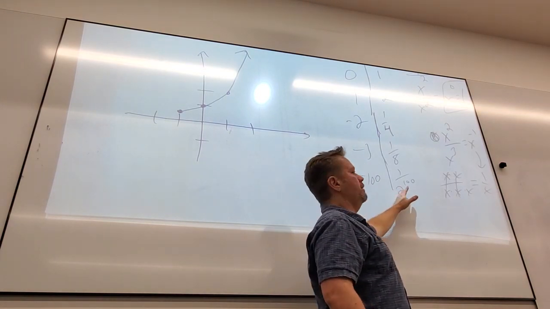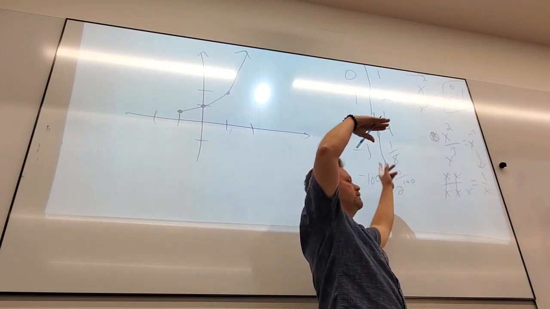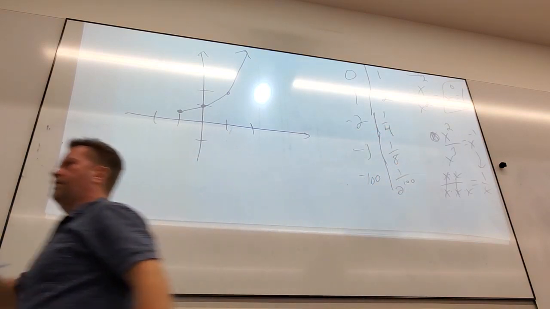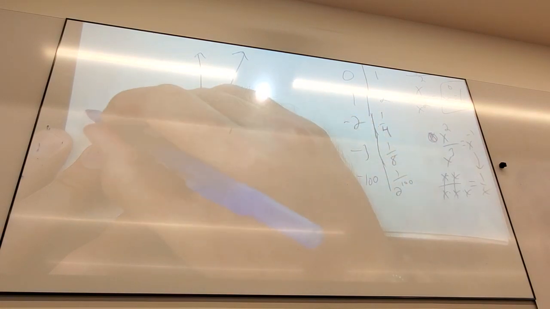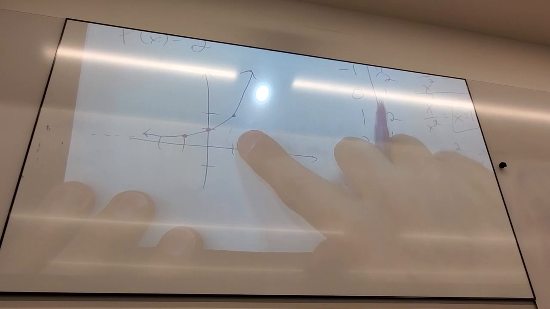So what's happening at the x-axis then? Could it ever cross the x-axis? Could it ever be 0? No, because the top's always going to be 1, right? So what's happening there, of course, is a horizontal asymptote. So this is the shape.